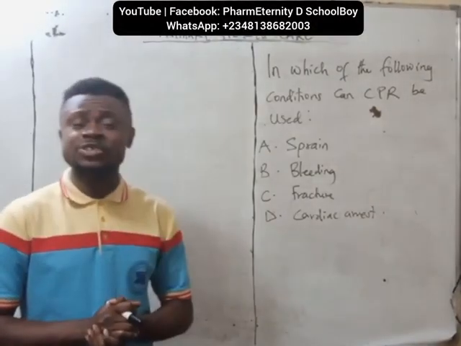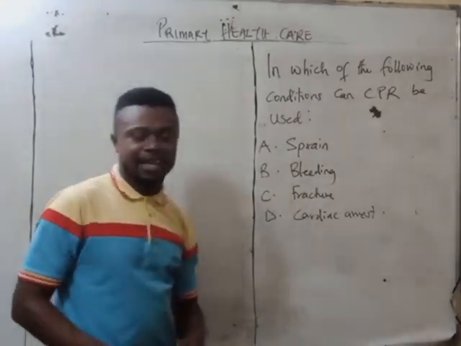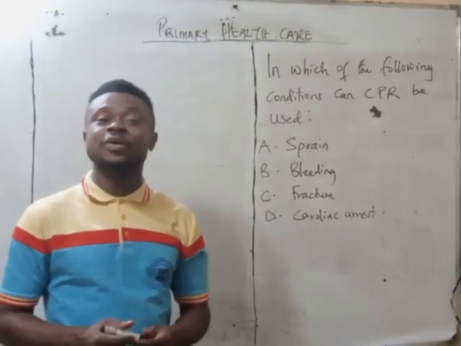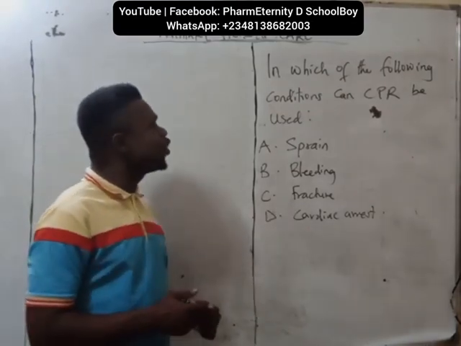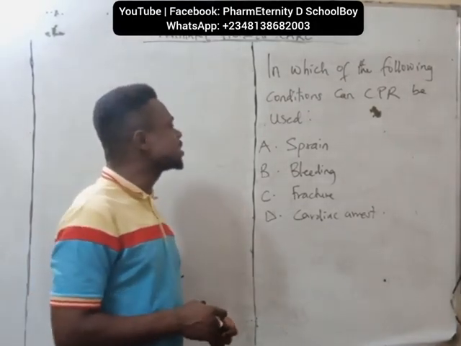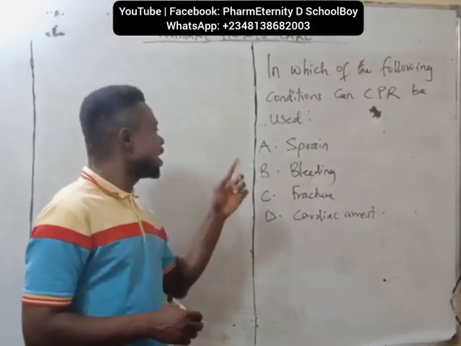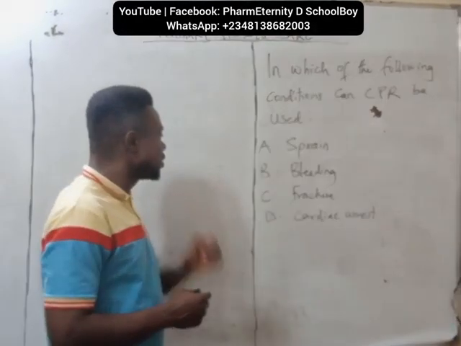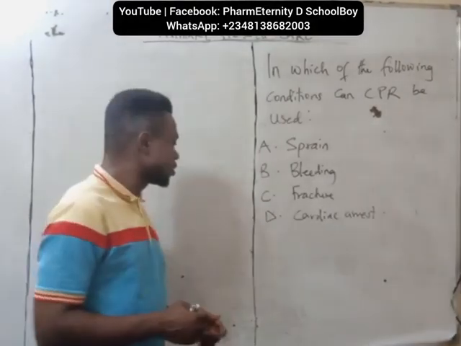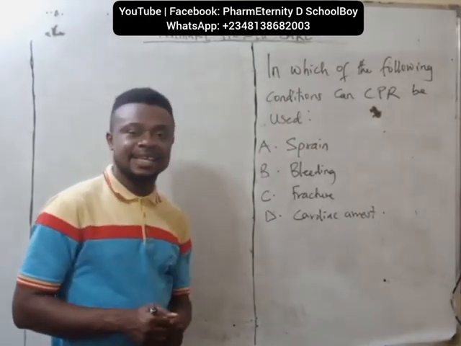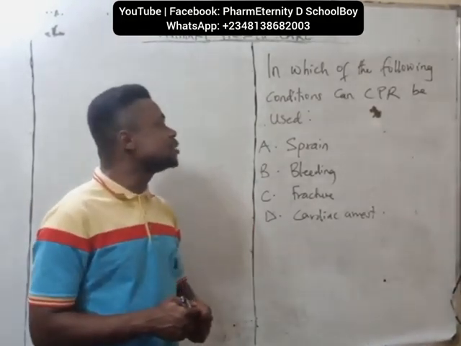Today we are going to take a look at primary health care. And we have a question on the board. The question says, in which of the following conditions can CPR be used? A. Sprain. B. Bleeding. C. Fracture. D. Cardiac arrest.